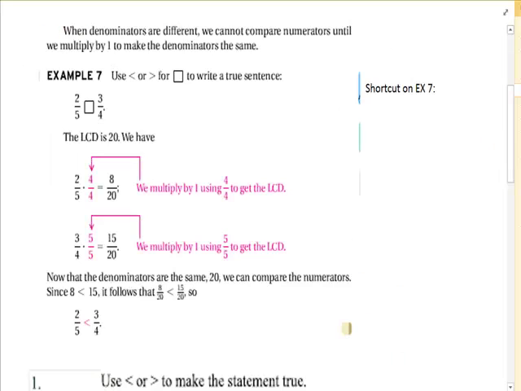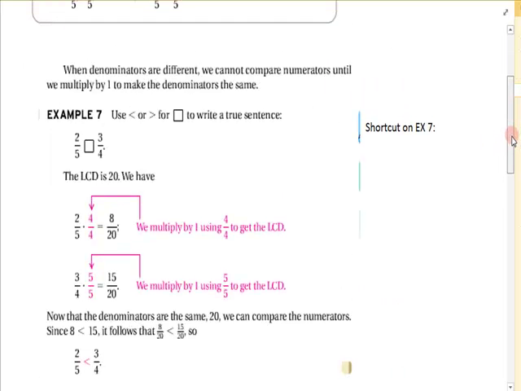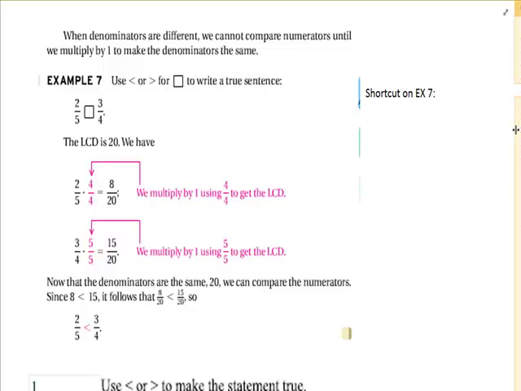And here is an example out of your book. Suppose you're asked to compare 2/5 to 3/4. You're going to say 2/5 is less than 3/4 or 2/5 is greater than 3/4. So the first thing you would do is look at the denominators and determine that the least common denominator is 20. Well, what do you have to multiply 5 by to get 20? The answer is 4. So multiply the top by 4 and you get 8/20.